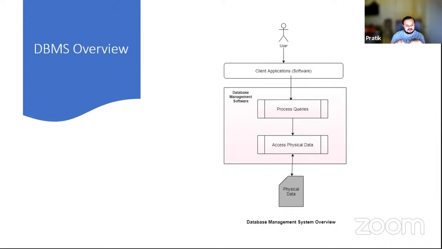And that's how the DBMS works. The one very apparent question that can always come up when you're seeing a diagram of this sort, or when you're trying to understand DBMS, is: what would have happened if DBMS was not there? Why can't the client application directly talk to the physical data? So the answer to that is, it is theoretically possible.